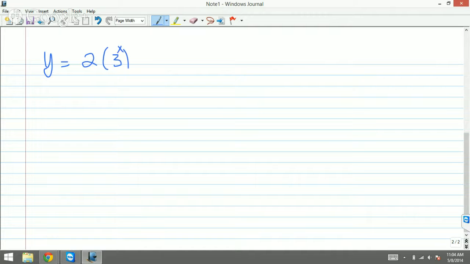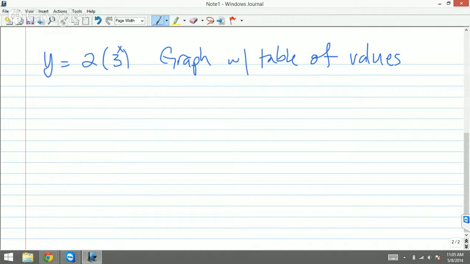For our purposes, we're going to graph this. Most of the time, we always start with a table of values. That's the number one way that works every time on everything. So pick some x's: -2, -1, 0, 1, 2.